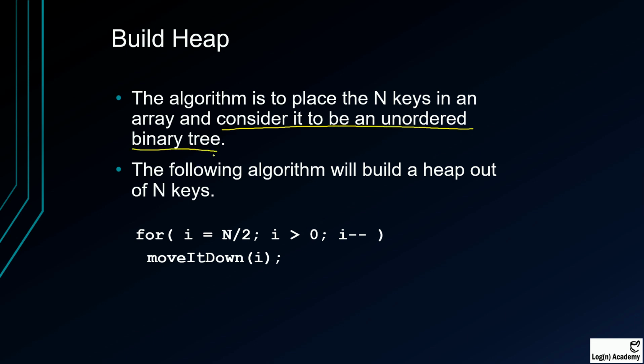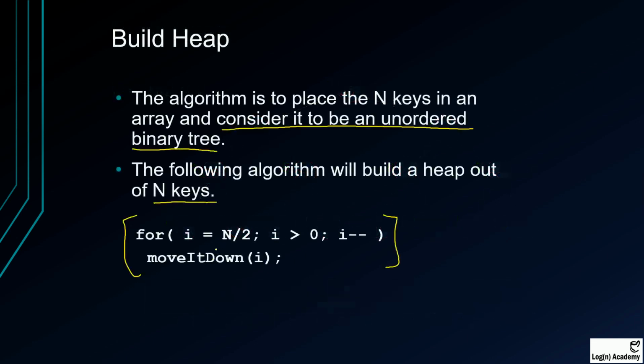Now the second part is the following algorithm, which will build a heap out of n keys. We are not inserting anything in a new array. We are using the existing keys, and then we are trying to build a heap. How can we do that? Let's see.